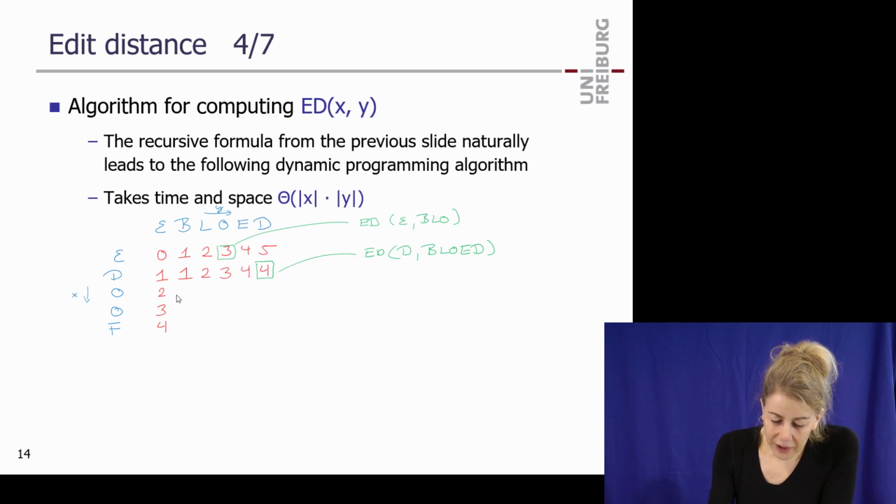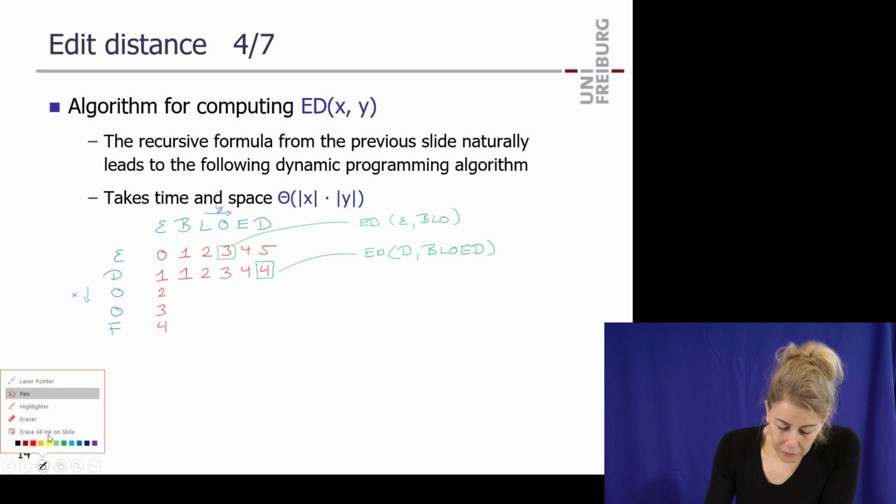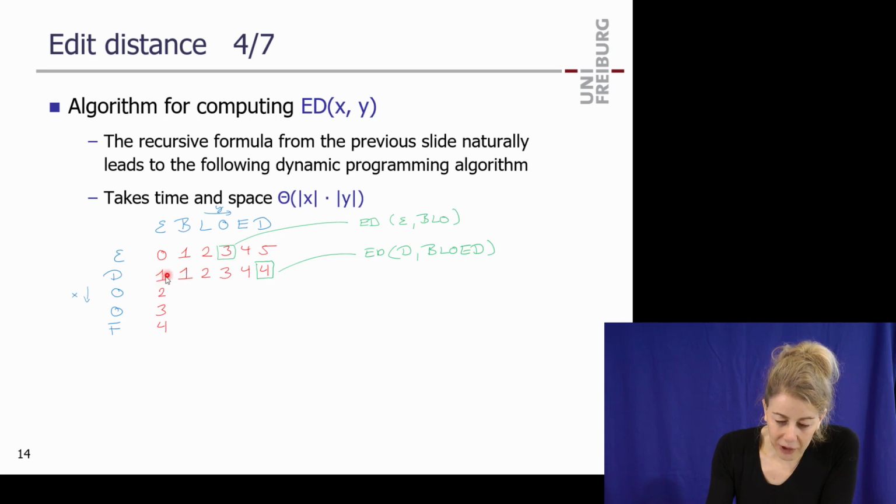So let's quickly fill the rest of the table. Let me just say it once more: you're always looking at these three, up, left, and diagonal. You take the smallest one plus 1, and if these characters are the same, then for the diagonal you don't have to take plus 1. That's the simple rule. Not so easy to prove, easy to apply.